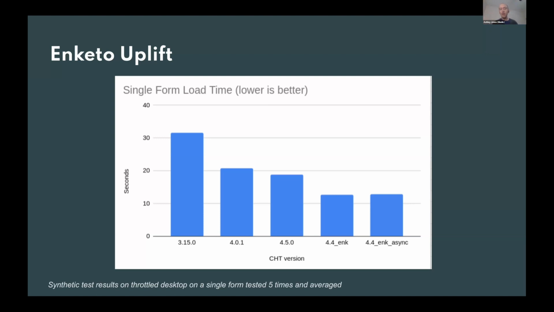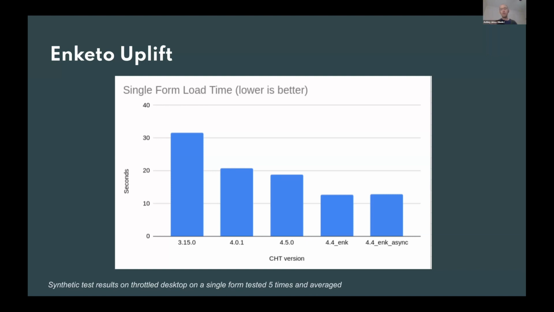And what we've found is that if you're on a 3.x version, there is a very large increase. You can see the bar is high on the left. That's CHT 3.15, processing a complex form on a device. And that for every upgrade, we get faster until you get to the Enketo feature release, which is on the far right. This also includes an ability to turn off the synchronous updates within Enketo.